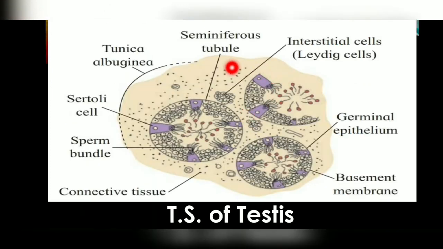So this is the TS of testes, and in this you can see there are some circular structures present. What are these? These are the seminiferous tubules which are present inside the testicular lobule, and these are highly coiled. So in transverse section you can see the internal part of this seminiferous tubule.